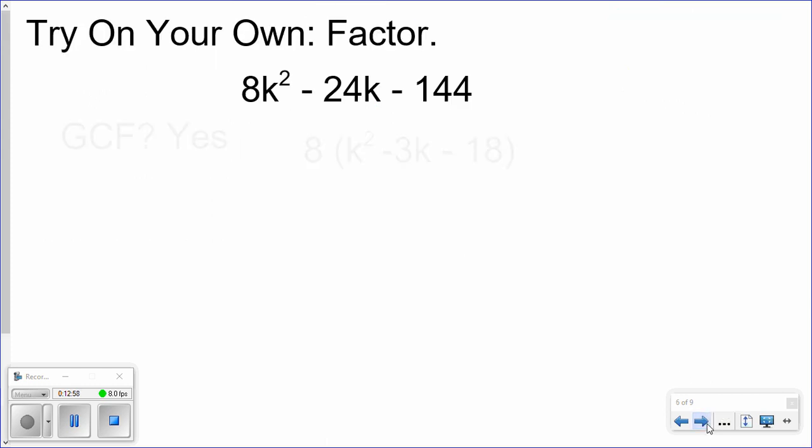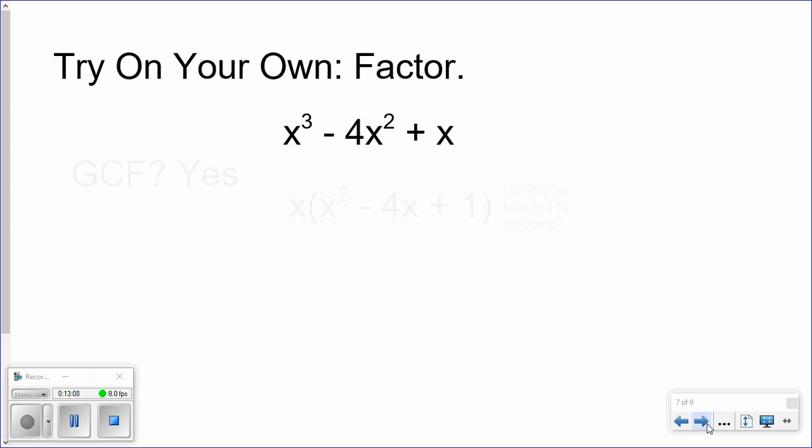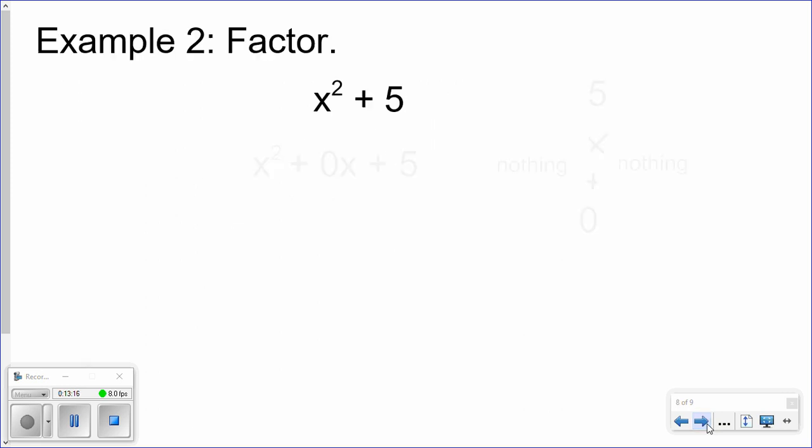Okay? So you guys are going to try this one on your own. Make sure you look for a GCF first, and then try factor by grouping. Okay? And we will go over it next time for sure. And you're going to do this one on your own as well. Look for GCF, factor by grouping, magic X, all those fun words.